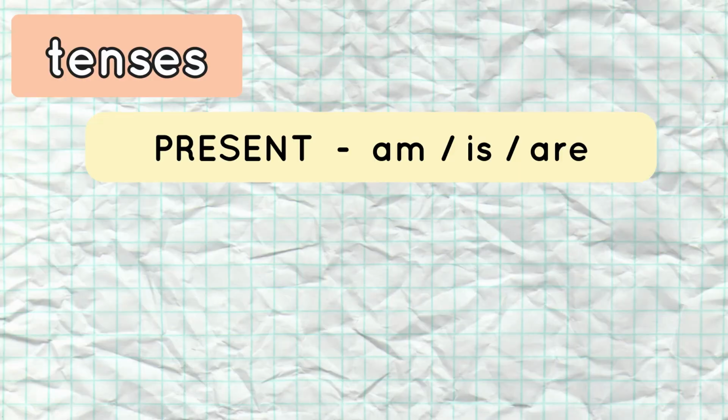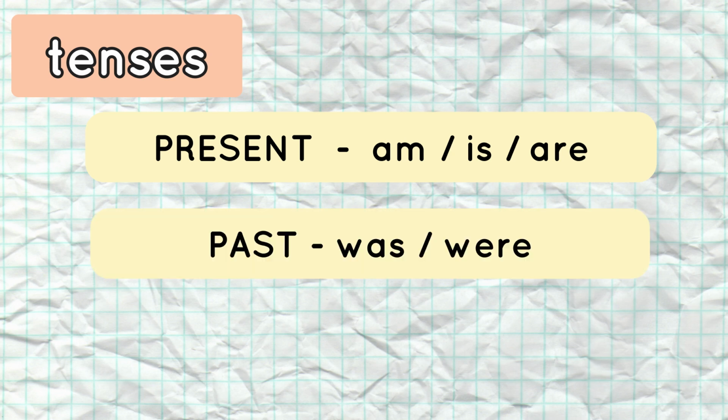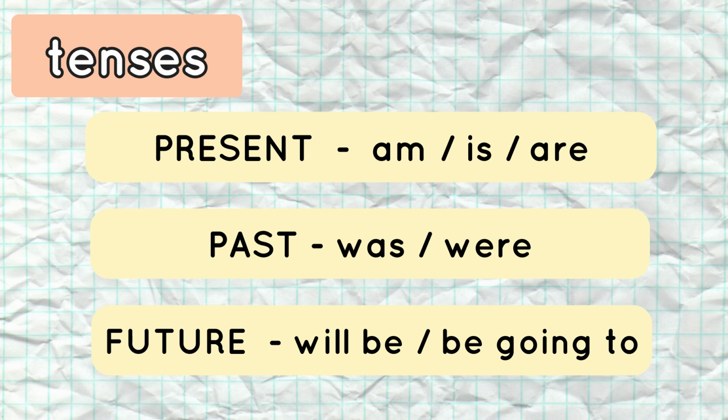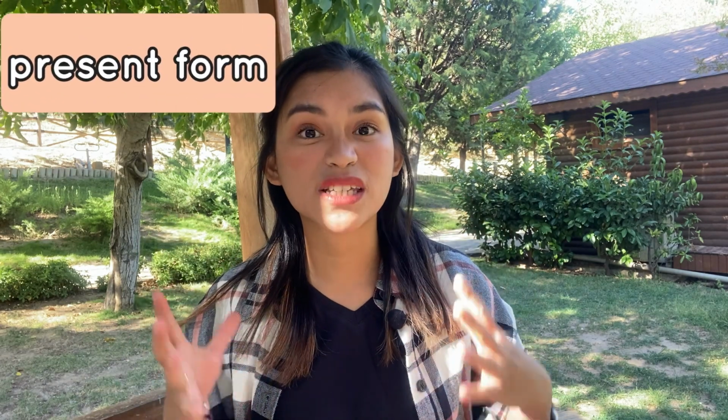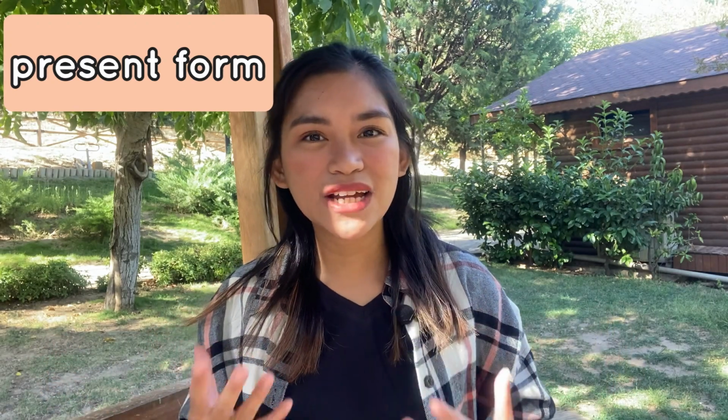Be verbs also come in different tenses. We have the present, that is the am, is, are. We have the past, that is was or were. And we also have the future, that is will be or be going to. In this lesson, we're only going to focus on the present tense or the present form, so you could easily understand the concept of the am, is, are, or the be verbs.